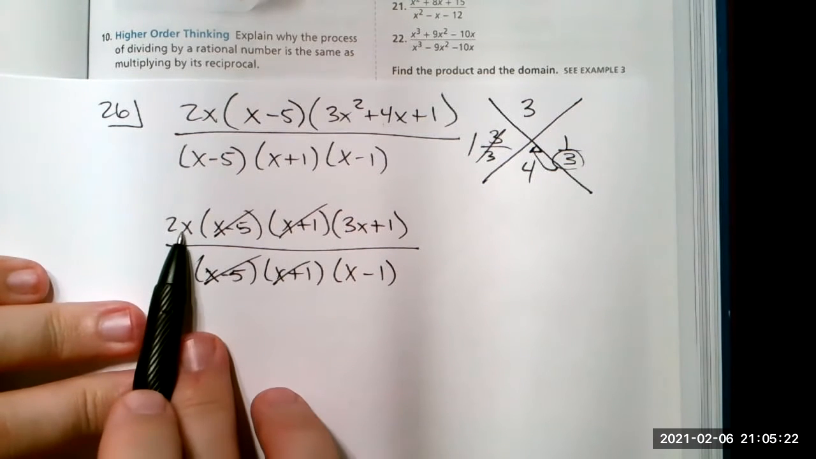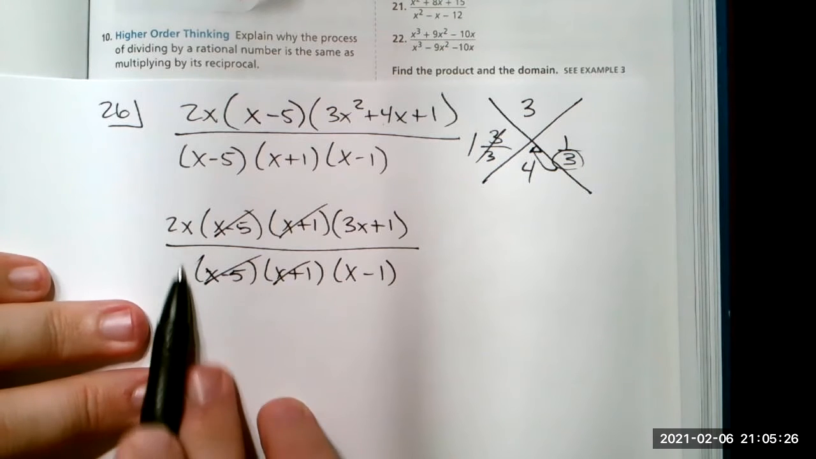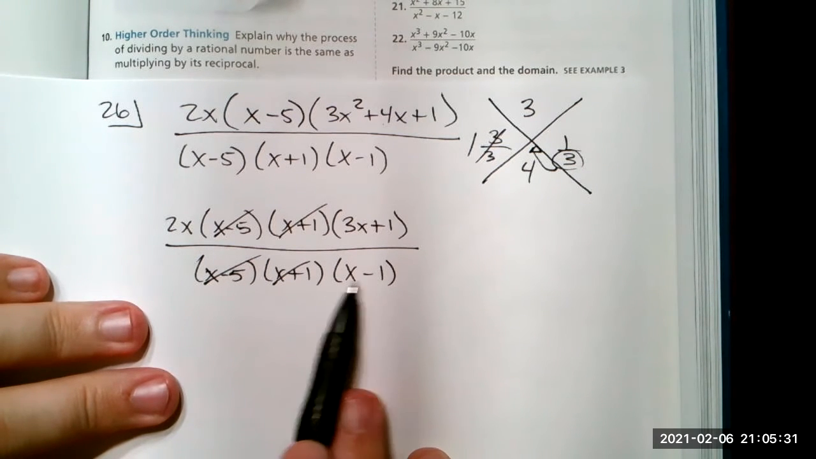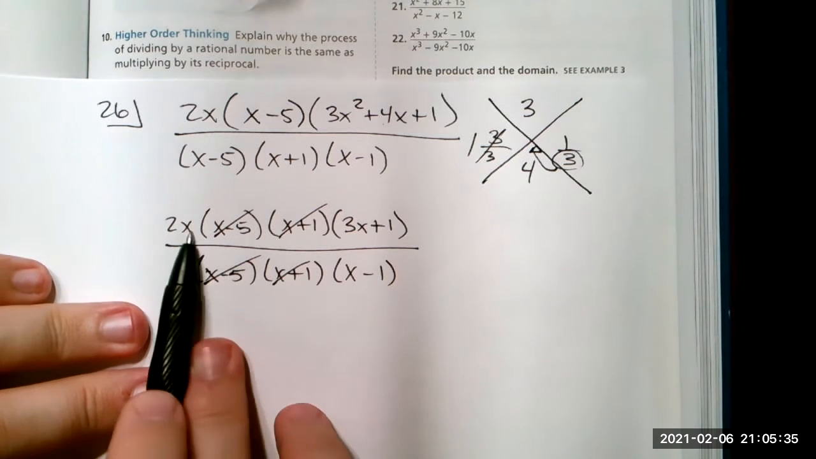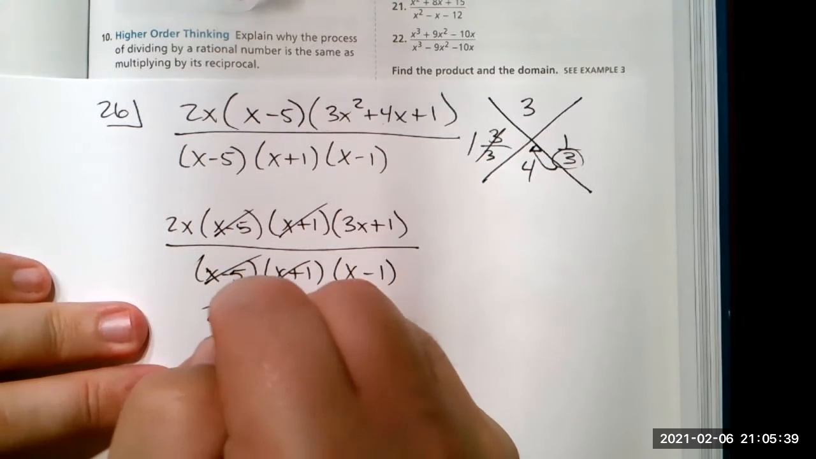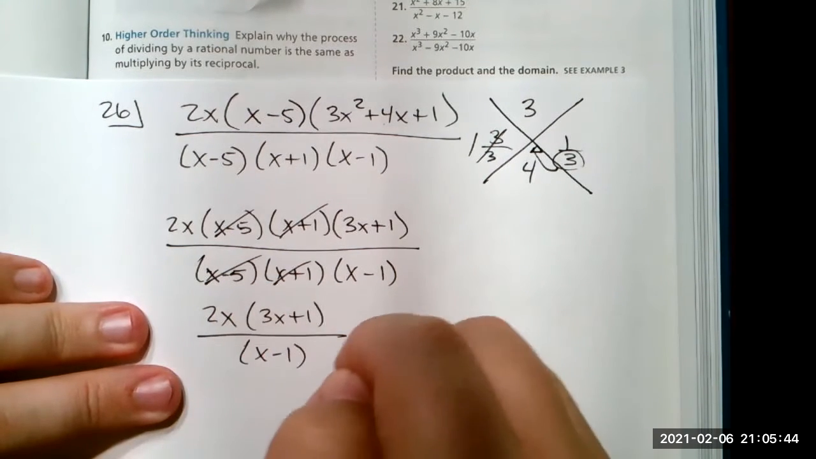Keep in mind, this is an x. So if I had an x down below that's being multiplied, I can cancel that. This x is not being multiplied, right? This is being added to negative 1. So those two cannot cancel out. So my numerator, 2x, 3x plus 1 over x minus 1.